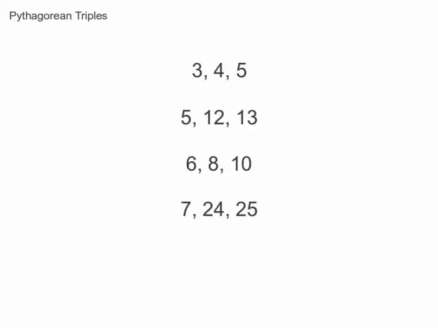Certain groups of numbers are so common that they're immediately recognizable as forming a right triangle without resorting to the Pythagorean theorem. We call these groups Pythagorean triples. If you're looking at a right triangle with two of these numbers in the right place, it's a pretty safe bet you know what the other side is.